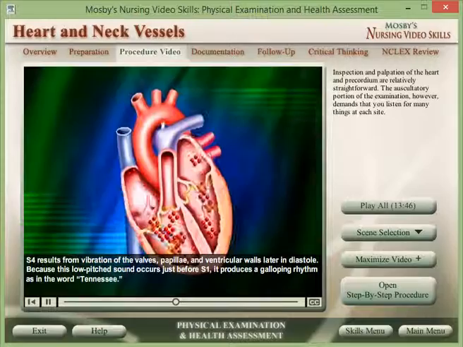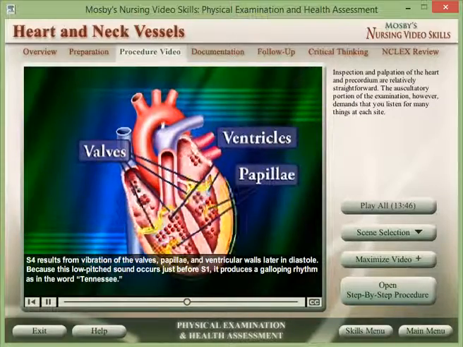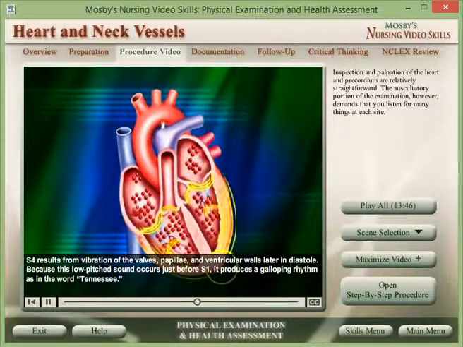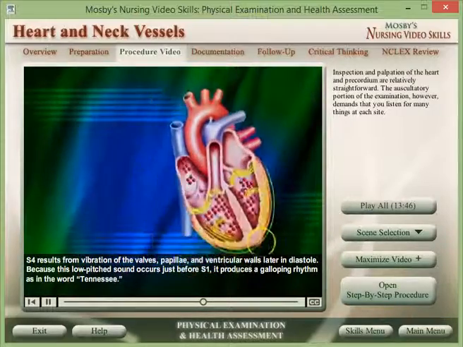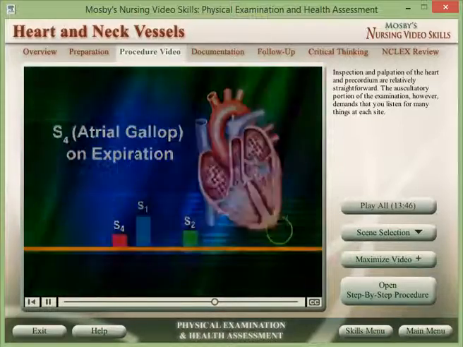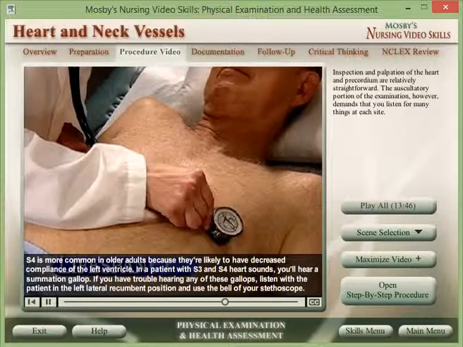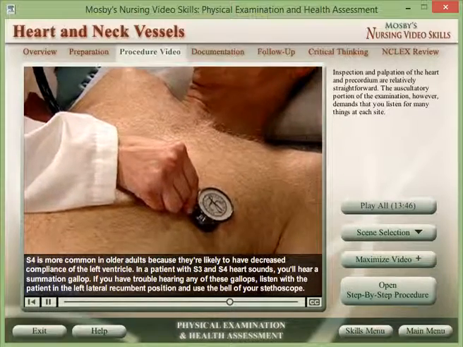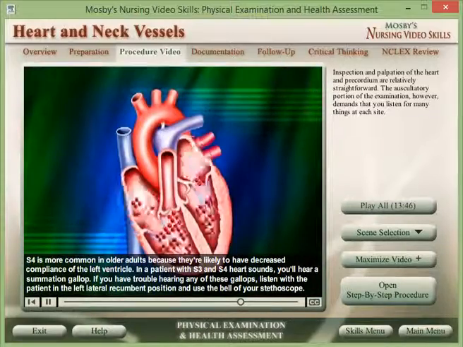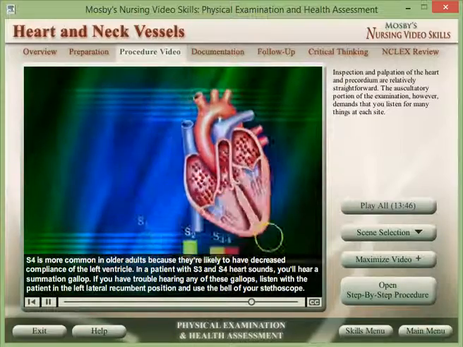S4 results from vibration of the valves, papillae, and ventricular walls later in diastole. Because this low-pitched sound occurs just before S1, it produces a galloping rhythm, as in the word Tennessee. S4 is more common in older adults because they're likely to have decreased compliance of the left ventricle. In a patient with S3 and S4 heart sounds, you'll hear a summation gallop.